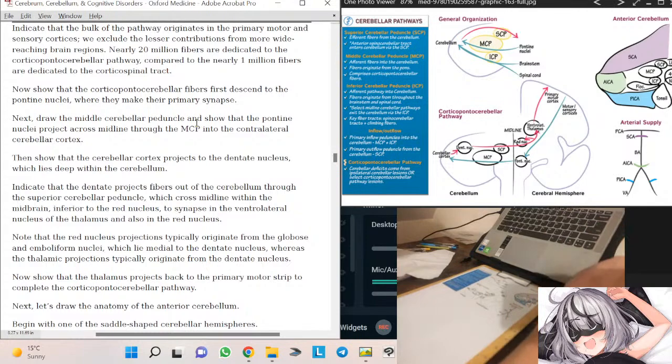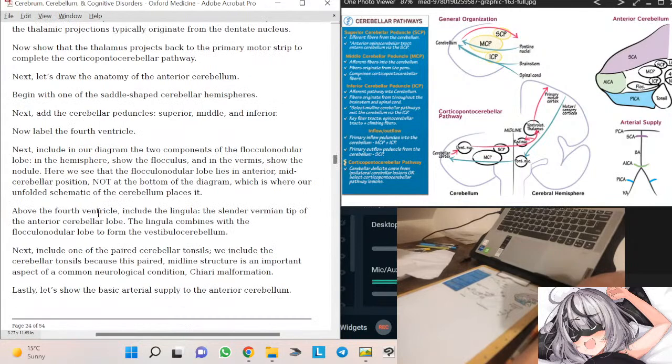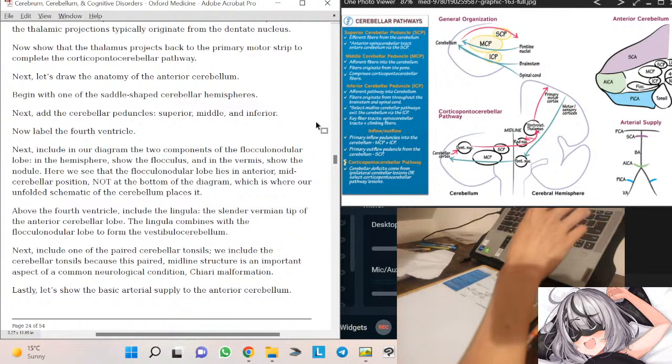Begin with one of the saddle-shaped cerebellar hemispheres. Next, label the cerebellar peduncles: inferior, superior, middle, and inferior. Now label ventriculus quartus.